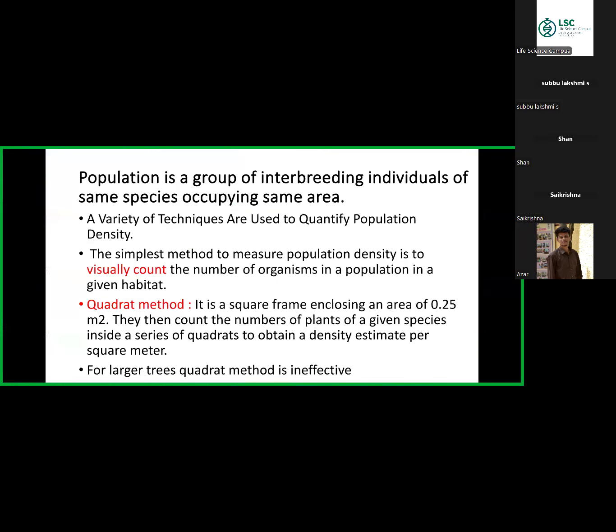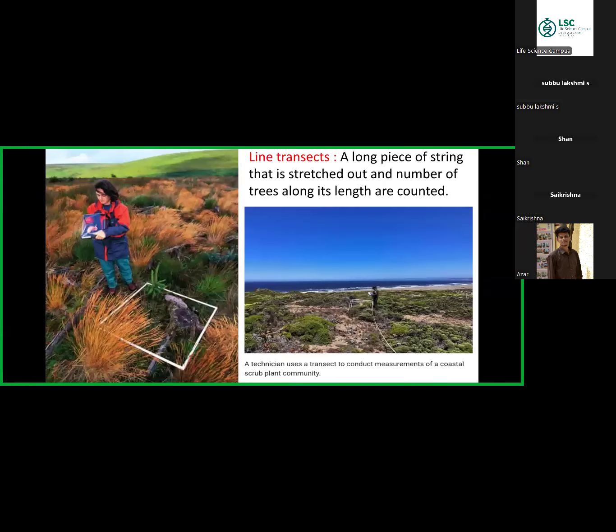Is it clear? Quadrat method and line transects. Hello, clear, clear, am I audible? Clear, clear.